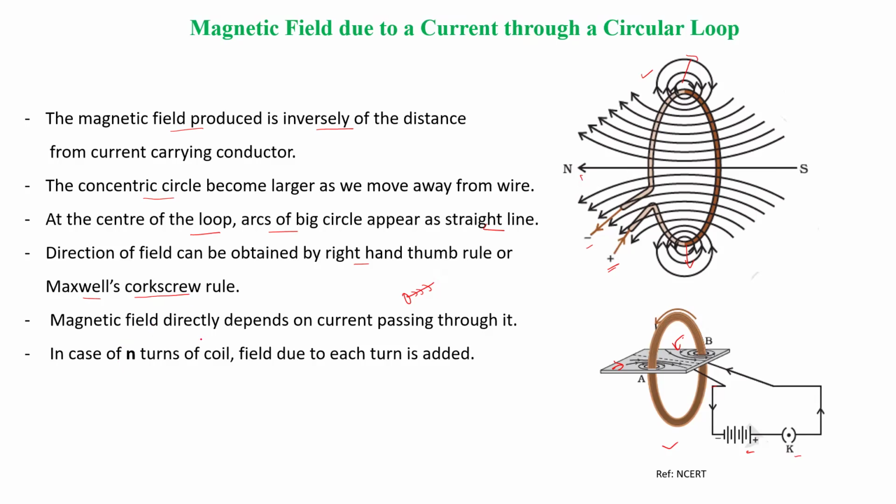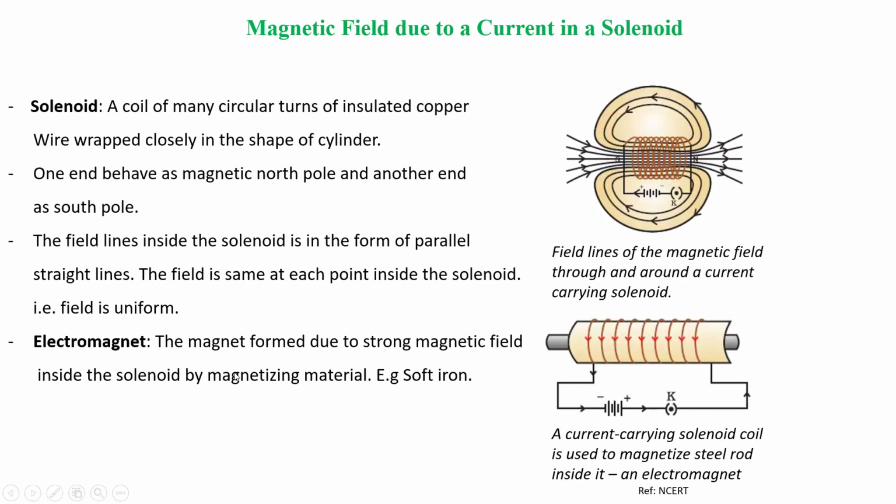Then the magnetic field directly depends on the current passing through it. We have seen earlier also, if the current is more, the strength will be more. And if you have n turns of the coil, then the field due to each turn will be added together, so the field strength is going to increase. Next, we are seeing here the magnetic field due to current in the solenoid.